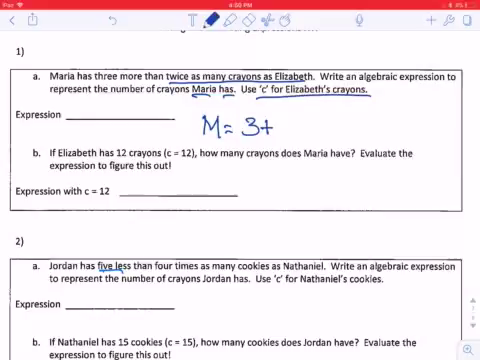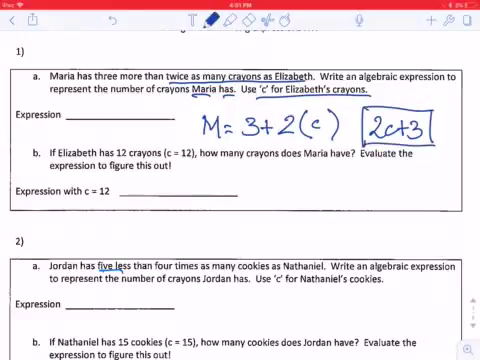Okay, so twice as many might mean something like 2 times the number of crayons as Elizabeth. Let's see, how many does Elizabeth have? Oh, it tells us to use C. So essentially we can say that Maria has, and I'm just going to switch these around a little bit because we want our variables to come in the beginning, 2 times as many crayons as Elizabeth, plus 3 extra. Right? So that is our expression, 2C plus 3. Now, we don't know what that equals, right? If we had to write something, we could write it equals Maria's crayons, but we don't know because we don't know how many crayons Elizabeth has.